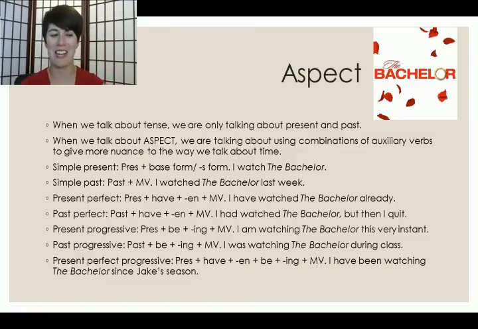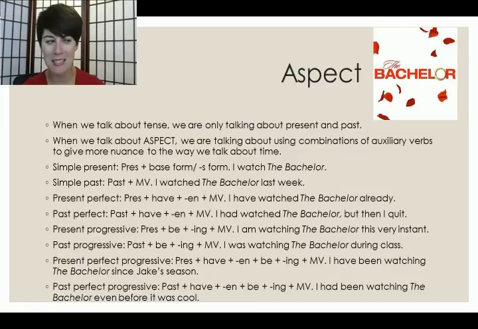And we can combine these aspects to form the present perfect progressive. It sounds scarier than it is. We use present onto have, that's I have, en onto be, past participle of be is been, I have been, and then ing onto the main verb, watching. I have been watching The Bachelor since Jake's season.